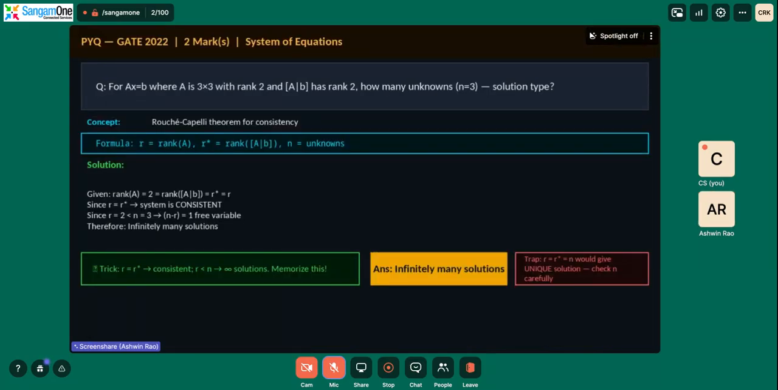Is the system of equations P by Q? As you can see here, when solved, R equal to R star, so the system is consistent. And since R equal to 2 is less than n equal to 3, n minus r gives one free variable, so infinitely many solutions are there.